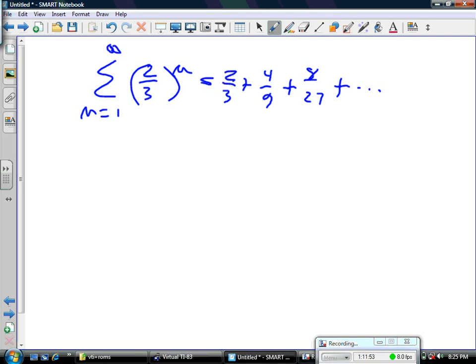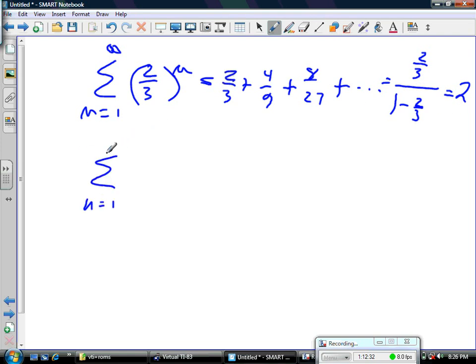So who's A? Who's R? It is 2/3. So this becomes A over 1 minus R, right? Why? Because R was less than 1. R is 2/3. First term is 2/3, but you get the next term by multiplying by 2/3, and multiplying by 2/3, and multiplying by 2/3. So R is also 2/3. So it's A, which is 2/3, over 1 minus R, which is also 2/3. 1 minus 2/3 is 1/3. How do you divide by a third? You multiply by 3. The 3's cancel. You get 2. All right. That's a geometric series that we know converges, right?